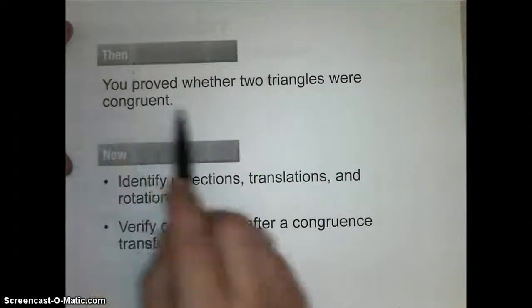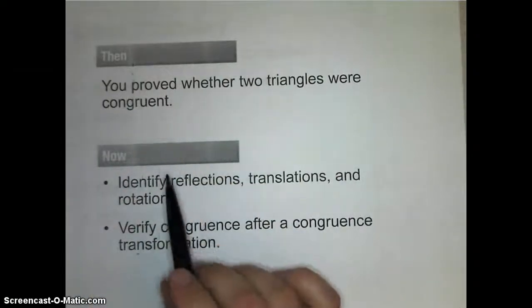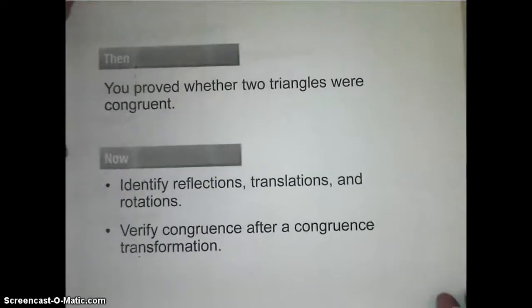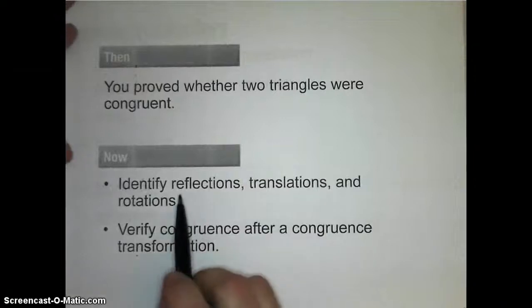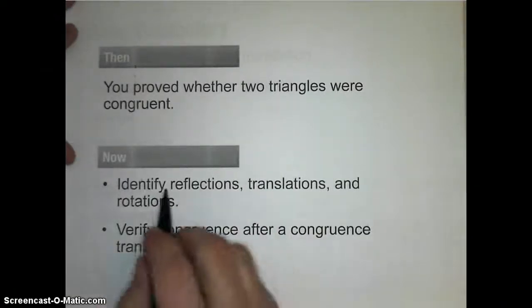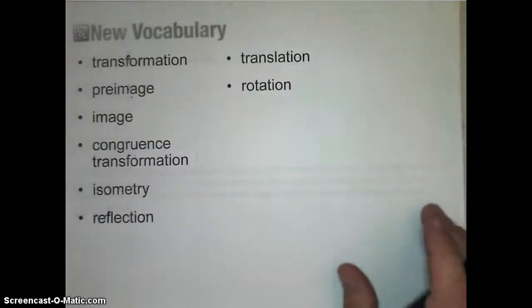In the past, you've proved whether two triangles were congruent, and we've used side, side, side, side, angle, angle, side, angle, angle, angle, side, and hypotenuse leg to do that. We've also used CPCTC to prove that specific parts are congruent. Well, now we're going to identify reflections, translations, rotations, and verify congruence after one of these kinds of transformations. So we'll take a look at what those things all mean.